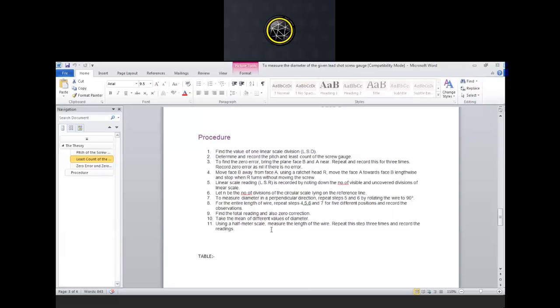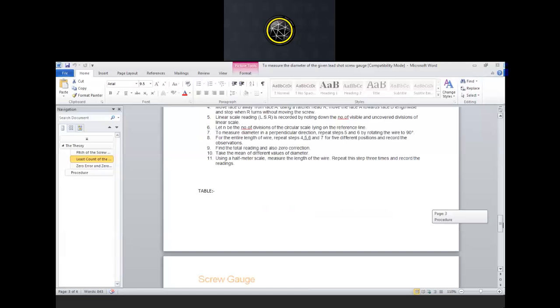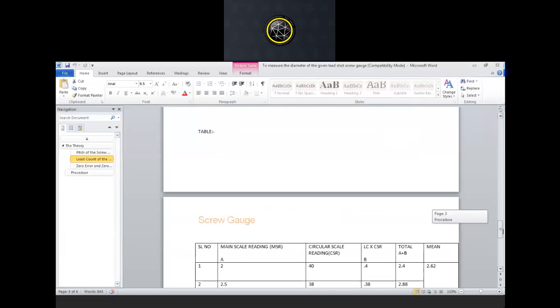Next, using a half meter scale, measure the length of the wire. Repeat the step 3 times and record the reading. Clear? Okay, coming to the table, using the data.